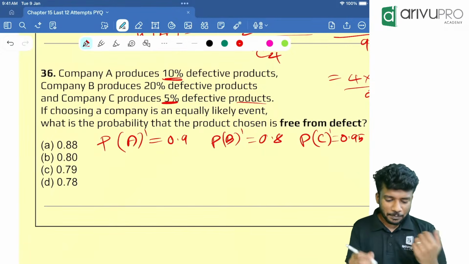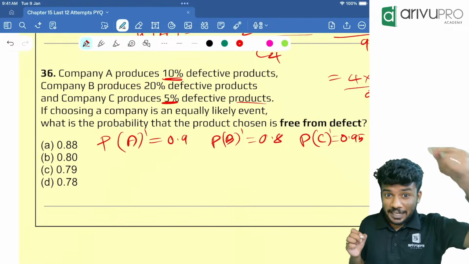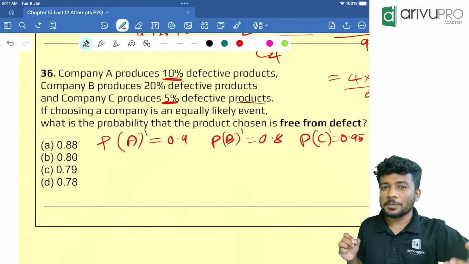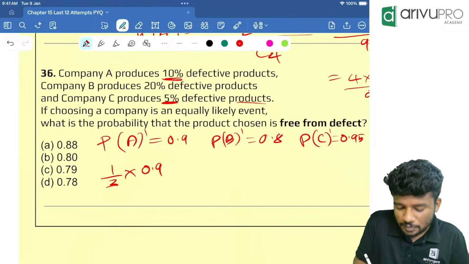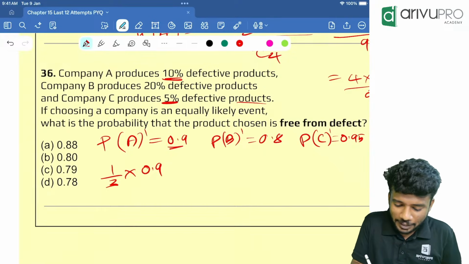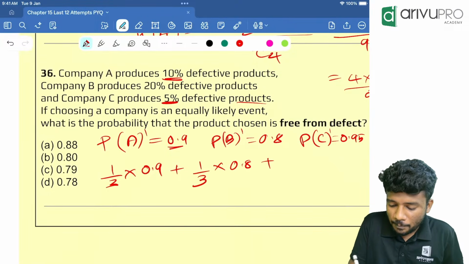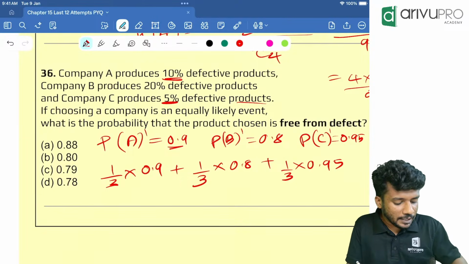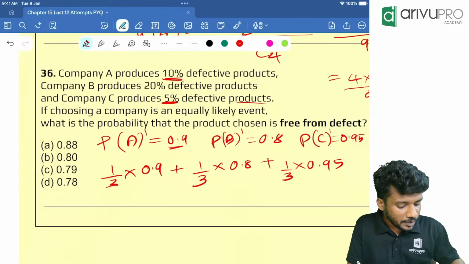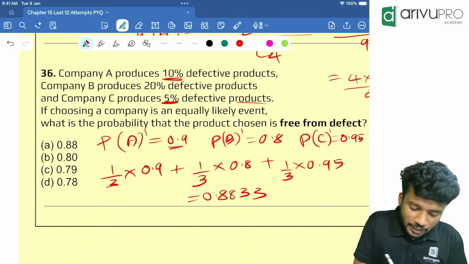Now people, you remember the question based on bag 1, bag 2, bag 3. When I choose bag 1, I should take 1 by 3, correct? That is the probability of choosing a bag. Similarly, the probability of choosing company A is 1 by 3 into 0.9, because the probability of non-defective is 0.9, plus. Second company, I am choosing 1 by 3 into 0.8, plus 1 by 3 into 0.95. Take your calculator, clear the memory: 0.9 divided by 3 M+, 0.8 divided by 3 M+, 0.95 divided by 3 M+, click MRC. 0.8833 is your answer. Option A is your answer.